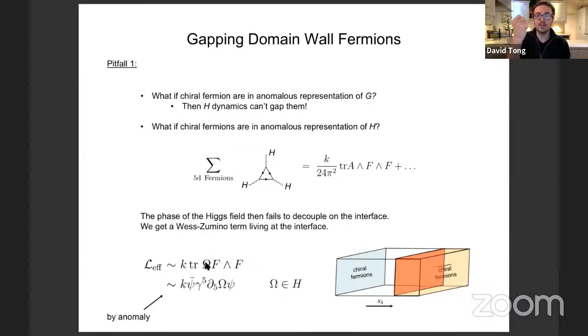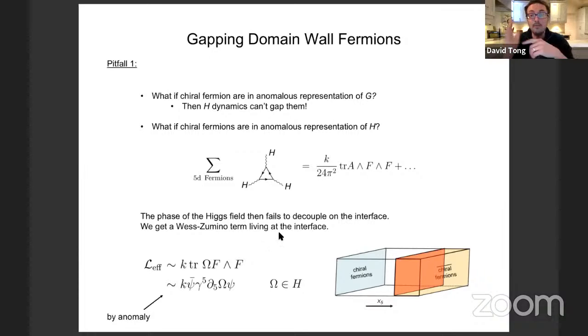omega is a group valued element in H. It's like an axion field, a non-abelian axion field. And by the anomaly, the 4-dimensional anomaly, you can rewrite this term as a coupling between the fermions and the derivative of omega that sits there.